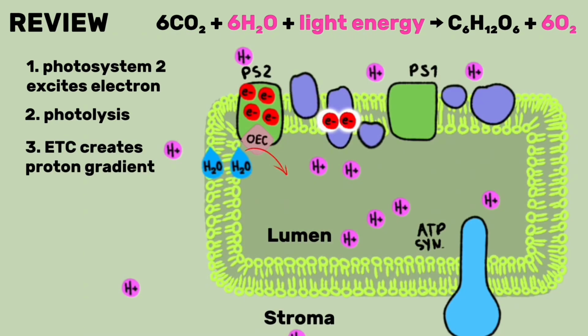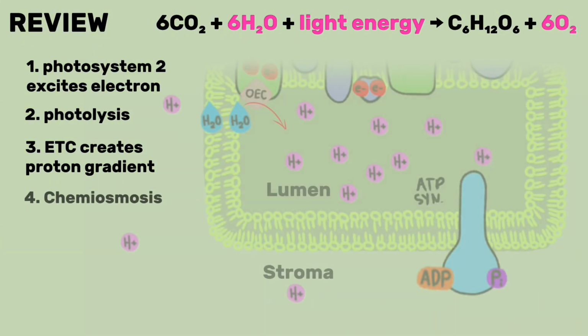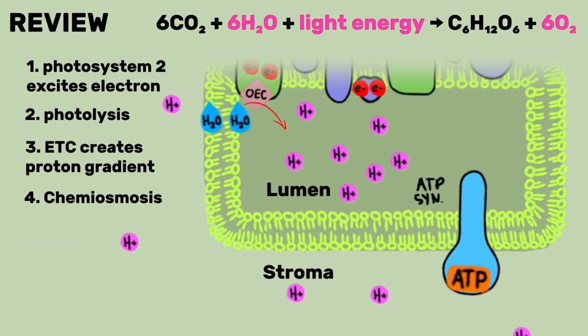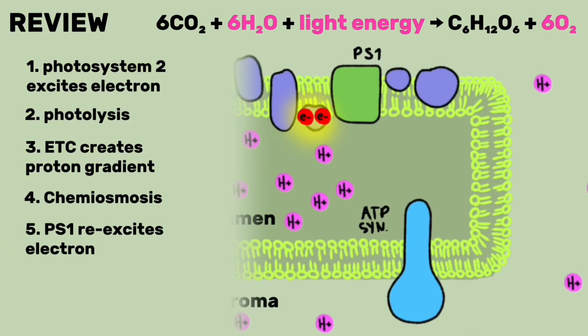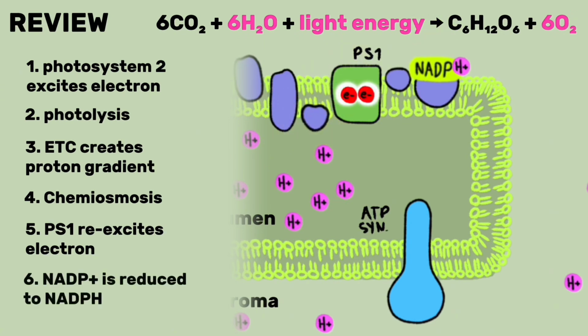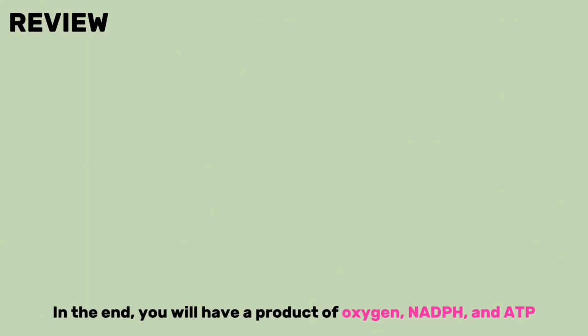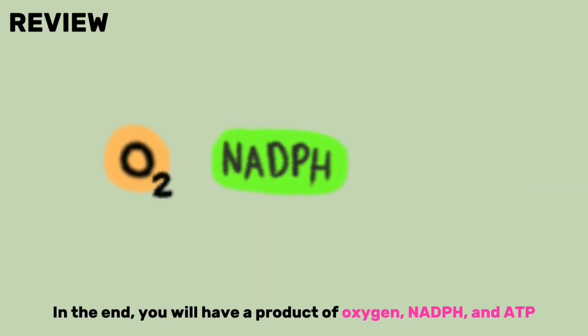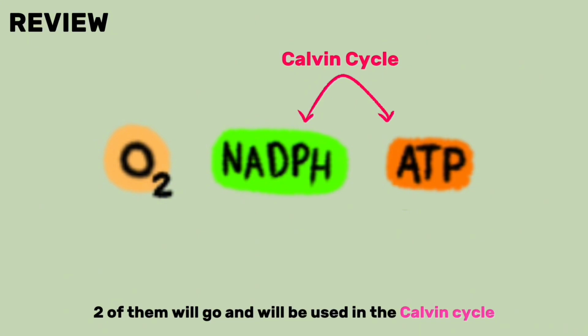Excited electrons go through the ETC, creating a proton gradient. Chemiosmosis occurs, and ATP is made. The electrons from the ETC go to photosystem 1 to get excited again. These electrons are then picked up by NADP+ and become NADPH. In the end, you will have the products of oxygen, NADPH, and ATP. Two of them will be used in the Calvin cycle.